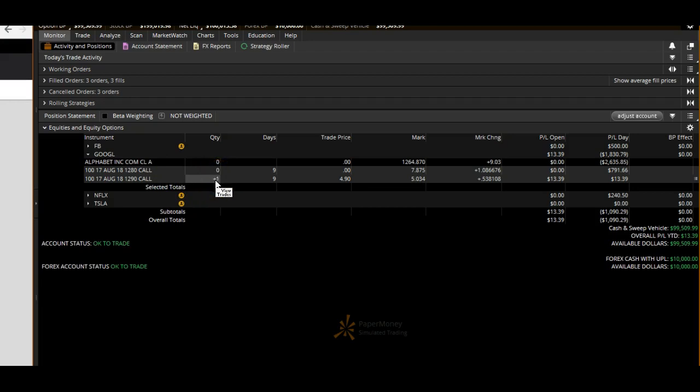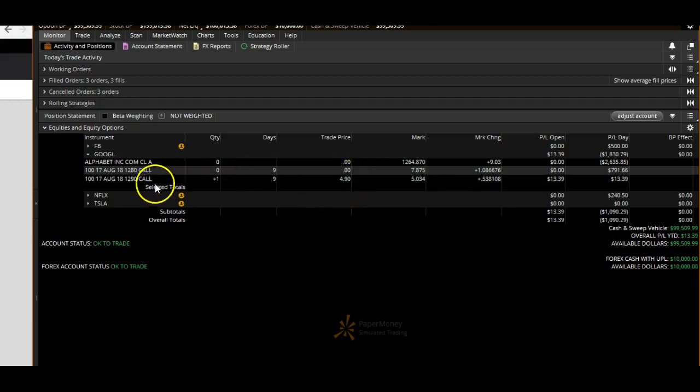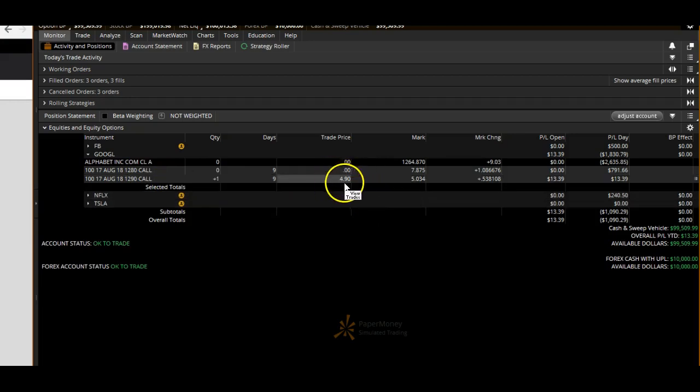We purchased one option of Google, and it tells you what it is here. We paid the market rate, which was $4.90. So we paid $490. So the price has come down. This tells you the going rate right now is $5. So we've actually made $10.72.